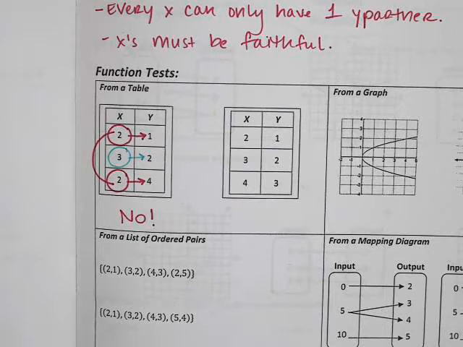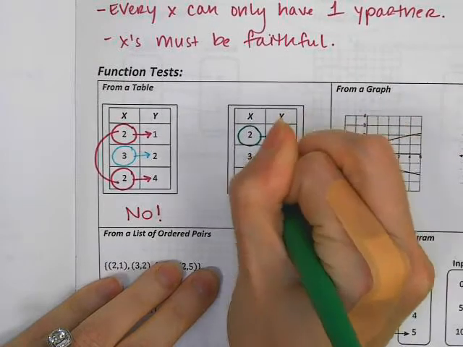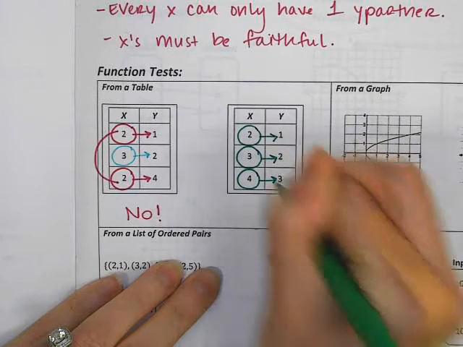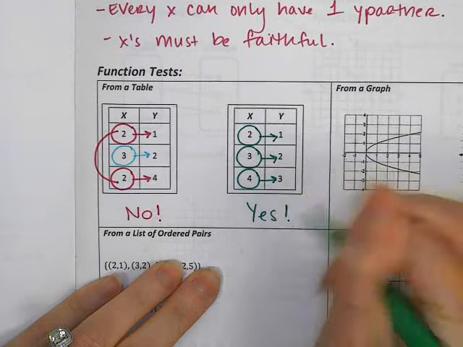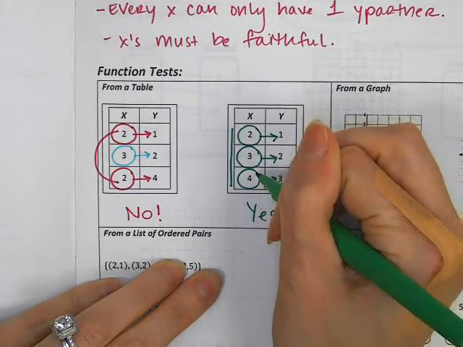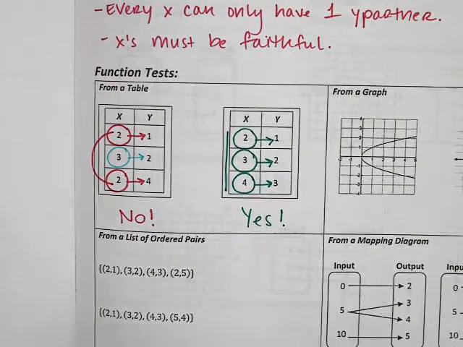All right, if you look at this one, x is 2 only hits 1. X is 3 only hits 2. When x is 4, it only hits 3. So this one is yes, because no x's are repeating. No x's are going to different y's. So that one's yes.